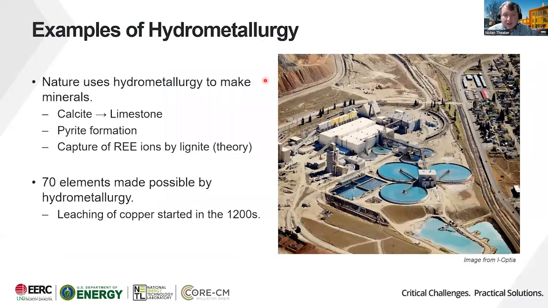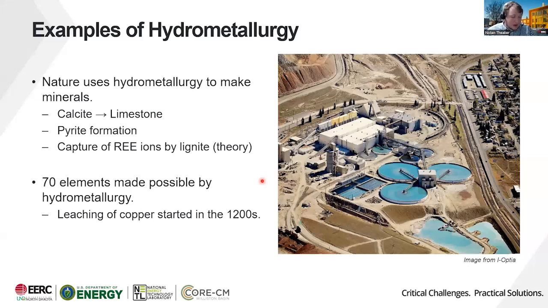Some examples of this: nature uses this same processing method to make a lot of different minerals. Limestone is made when water and CO2 contact calcite minerals, and you get the massive limestone we use in quarries. Pyrite, fool's gold, is made from iron mixing with sulfur gases at deep ocean vents. And our theory on how the rare earths are in the lignite is potential capture by the organic structure of the lignite, capturing these rare earths as the liquid moves through. They're all examples of natural hydrometallurgy where no man-made thing needed to happen.